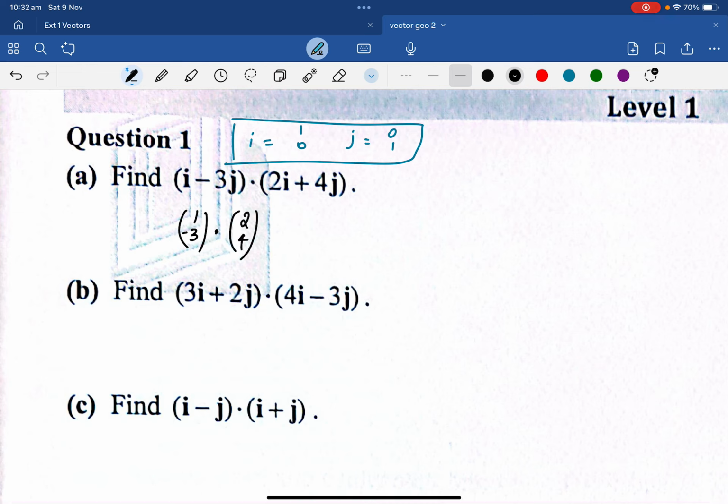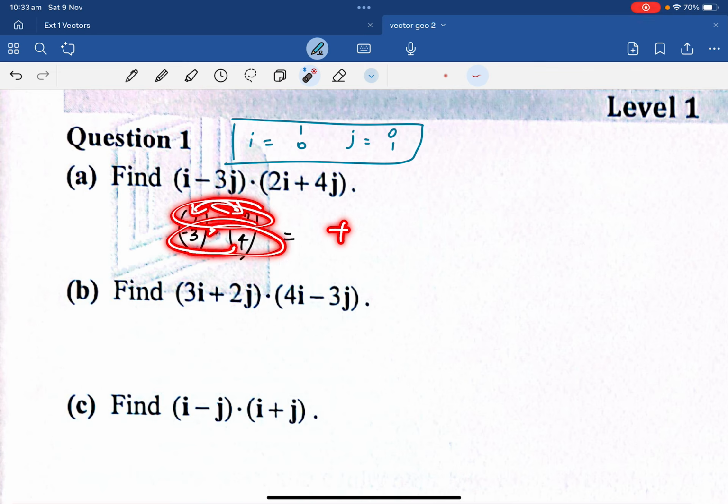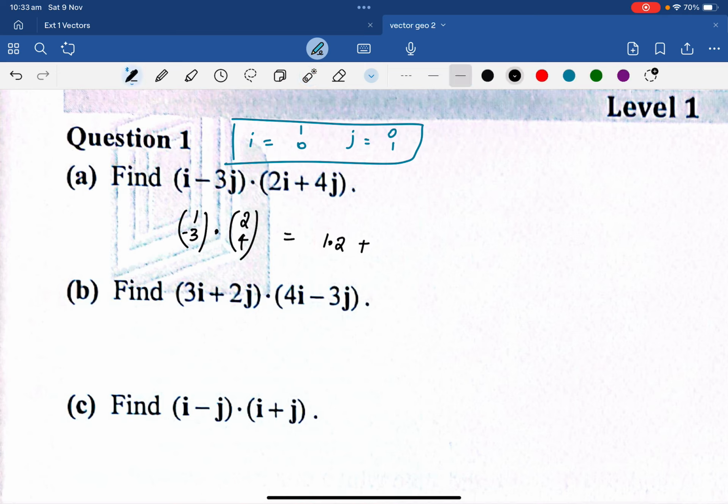This is what they want us to do. They want a dot product of 2 vectors. And we know that the dot product of 2 vectors is a scalar. So that's a property that you must know. So when you dot product 2 vectors, you end up with a scalar, which is one single number. So what we do is we multiply the top first, and then we add it with the y component, the bottom. So basically just going to multiply 1 times 2, 1 into 2, plus minus 3 into 4.